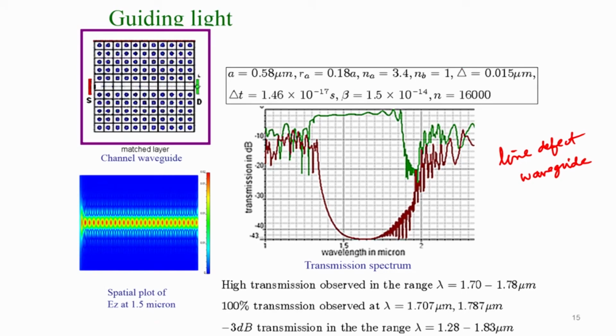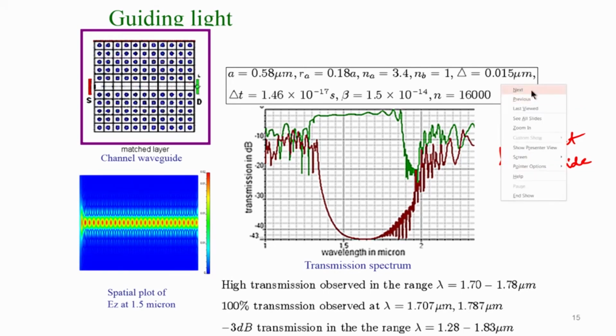These are some of the parameters which are given here. A large number of points are taken to achieve good accuracy. In general, we can say that there is a requirement for numerical or computational methods for these photonic applications. In this particular case you have a high transmission in the range of 1.7 to 1.78 for this line defect. There is 3 dB transmission in the range of 1.28 to 1.23, which means it is acting as a good waveguide.